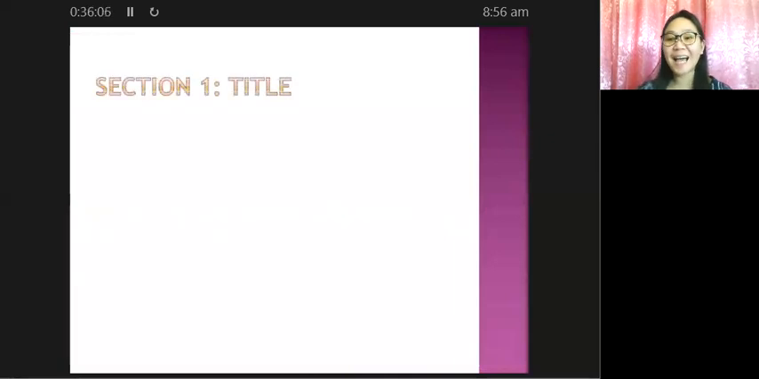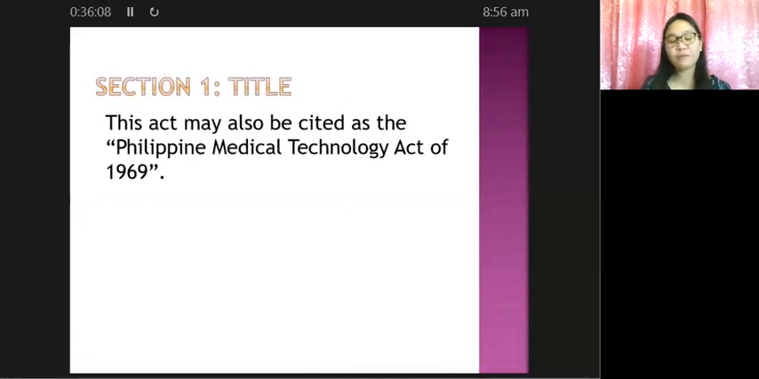Now let us discuss the different provisions of RA 5527, starting off with Section 1. In general, Section 1 would always provide the title. Say for example, Section 1 of RA 5527 talks about blank. Always, it's the title for the different Republic Acts.